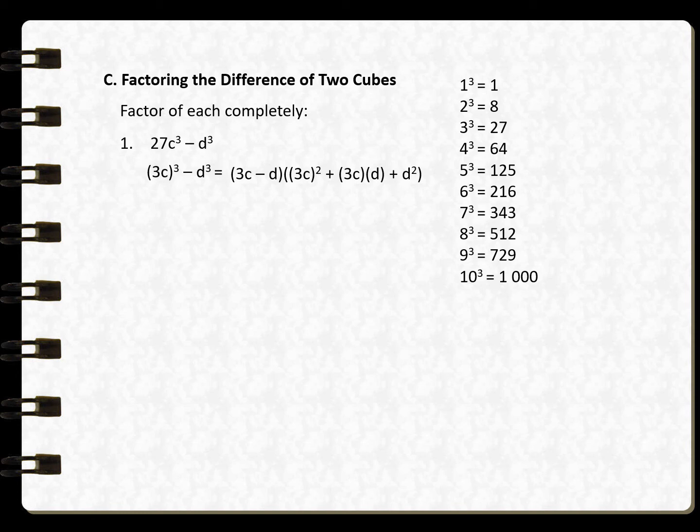So, the square of the first term, that is 3c squared, and then negative. So, magiging positive naman, kabaliktaran. So, 3c times d, or the first term times the last term, and then the square of the last term, that is d squared. Simplifying it, that gives us 3c minus d times the quantity 9c squared plus 3cd plus d squared.